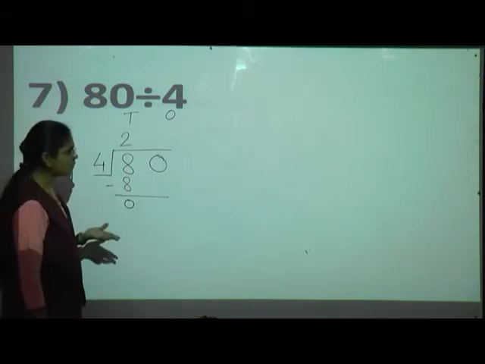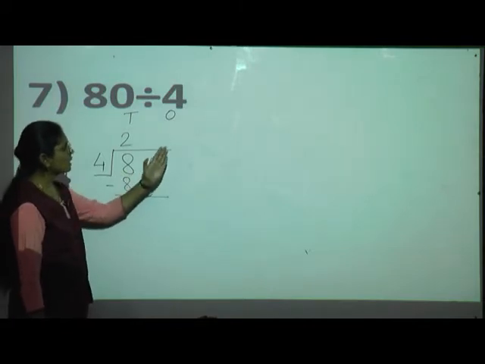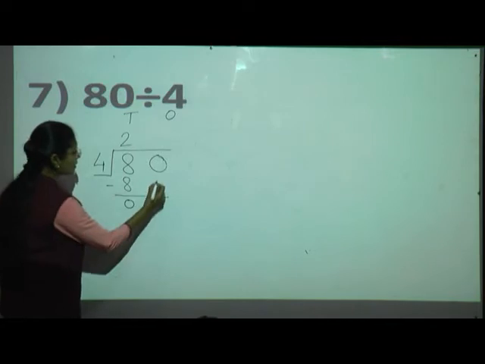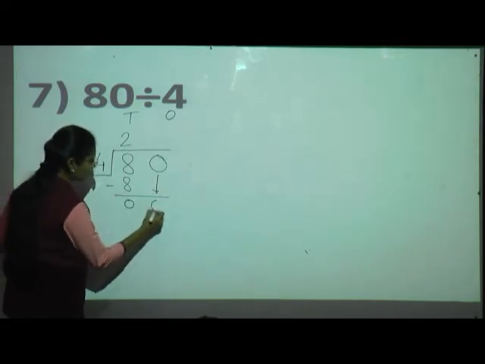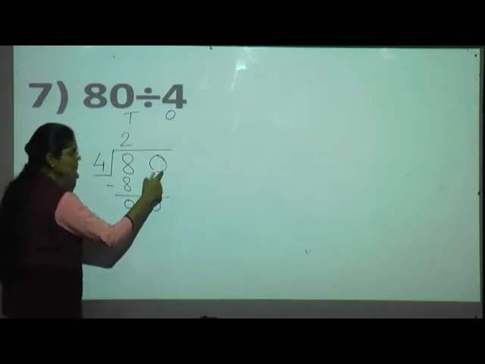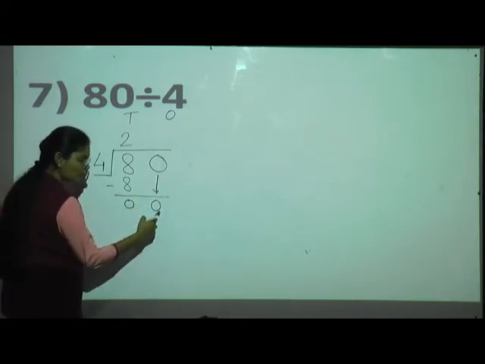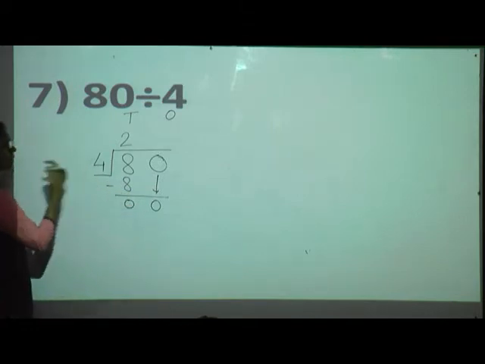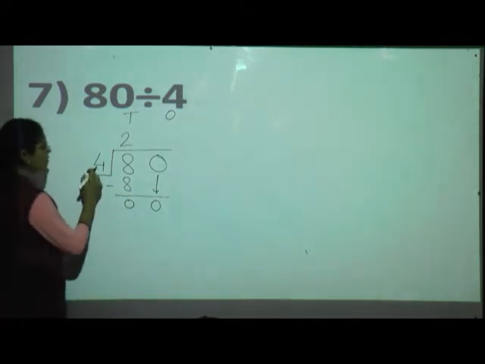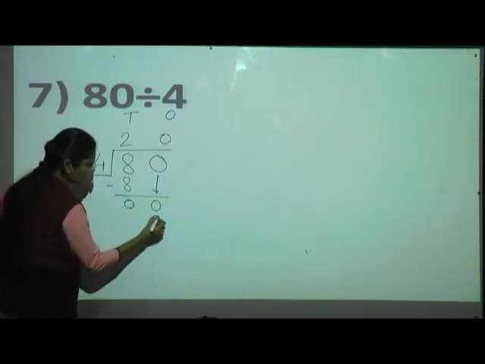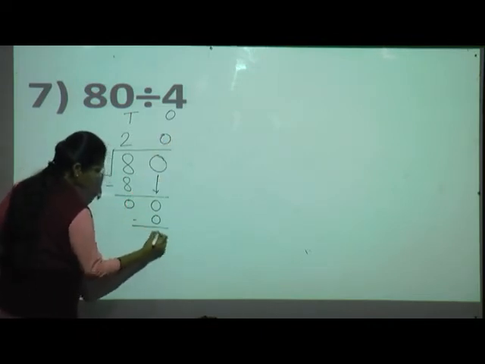What is the second step? Yes, we have to see which number is at the ones place. 0 is there. This 0 we have to take down here. So draw an arrow, meaning this 0 will come down. Now in 0 how many 4's are there? 0 only. So write 0 at the ones place, then 0 minus 0, 0.